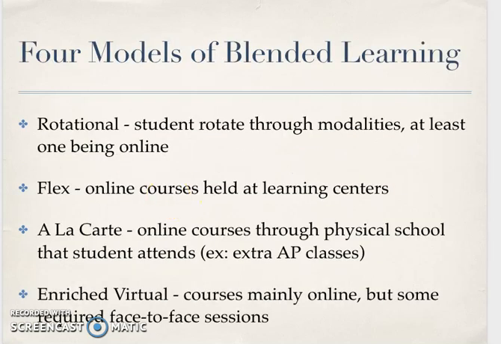Another key difference is that there are actually 4 specific models for blended learning. So rotational is probably the most common, where students rotate through different activities and at least one of them needs to be online. There's flex, where it's an online course but it's actually held at learning centers, so there is that adult and teacher aspect to it.